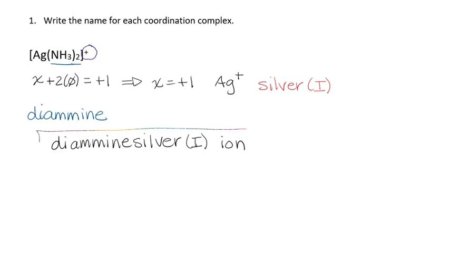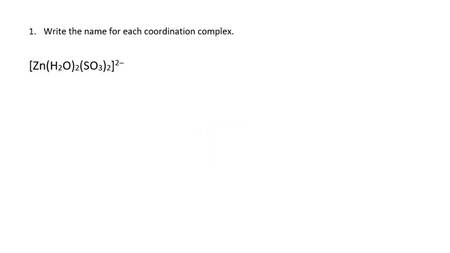So it's diamine silver 1 ion. In this example, we'll take on a similar approach. First, we'll get the charge of the metal ion. Now our metal is zinc, so we might just remember that zinc will always be a +2 charge. It's never anything else. And so we could just write that down.